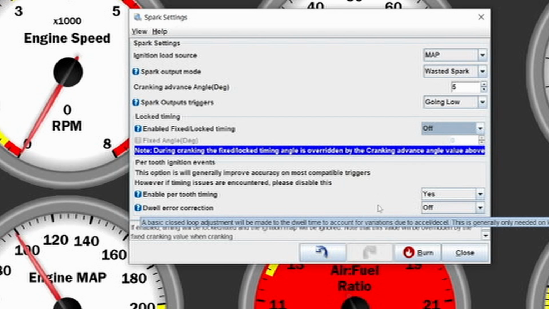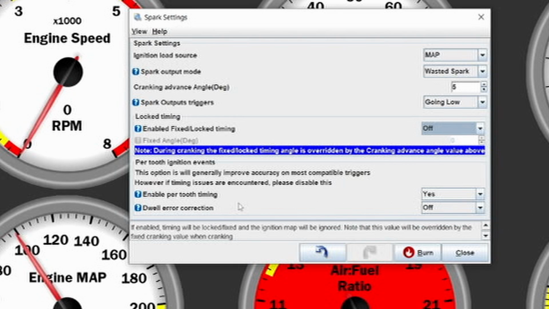Dwell error correction, I have not tried around with this, therefore it is not really something I have experience with. I would just leave this off since this is a closed-loop tool to determine if the ignition coils are misfiring or something. So I just leave this off and go off of the stuff you know.